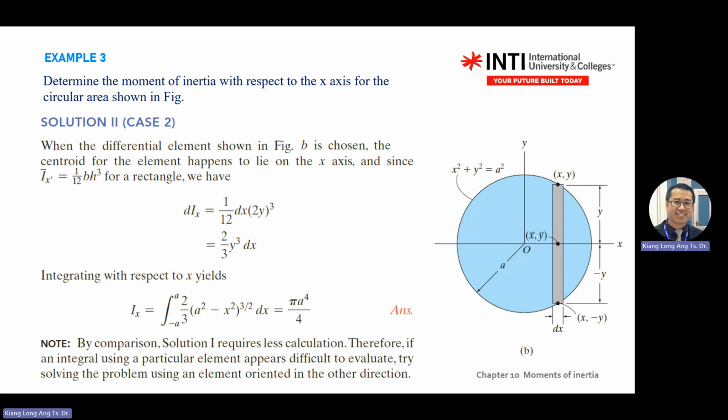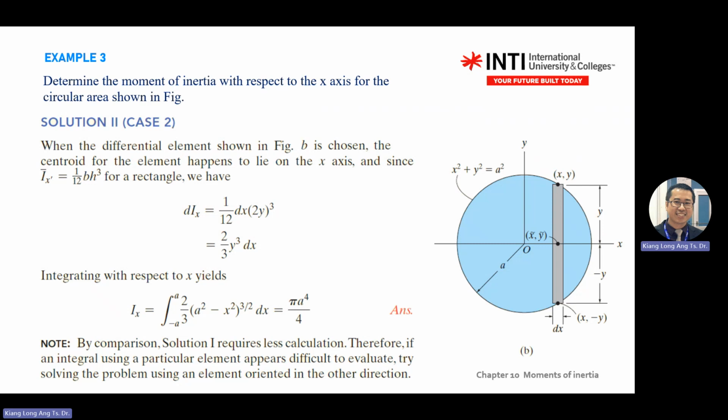So once you get your Ix, you integrate it. Remember, you integrate with respect to dx, so change your y into an x term. You get this whole thing in x terms. The rest you integrate, and you get 3.14 a to the power 4 divided by 4. So this one is pi, because you will see 3.14 something. It's a pi value.